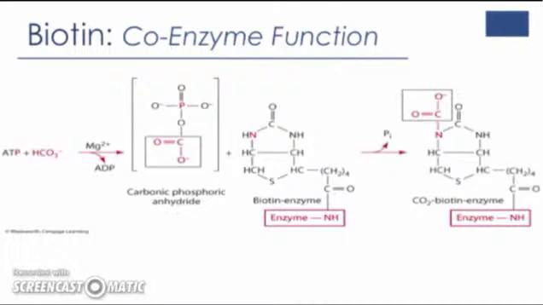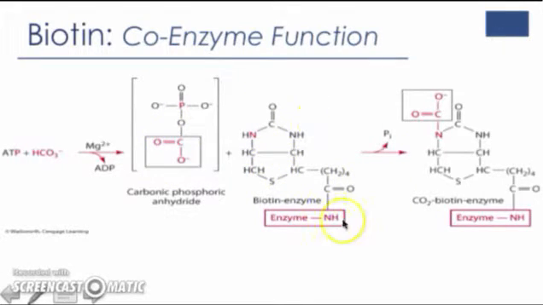So you can see here that the reactants and the components of this will need to be first activated. So activated in this energy-dependent reaction that includes ATP and bicarbonate. So with this ATP and bicarbonate, with this reaction, we see the formation of this carbonic phosphoric anhydride. So this is going to be active with this phosphate group attached, and then we see this CO2.